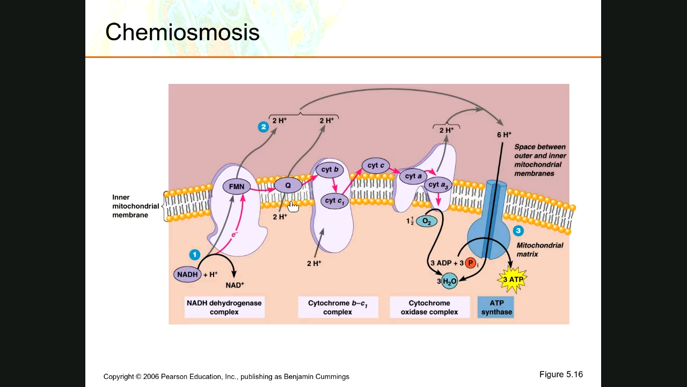I have Christina saying they're pumped to the inside. Anybody agree or disagree? Agree, Roxy agrees. So think of H+. What does it mean if you have a high concentration of H+?